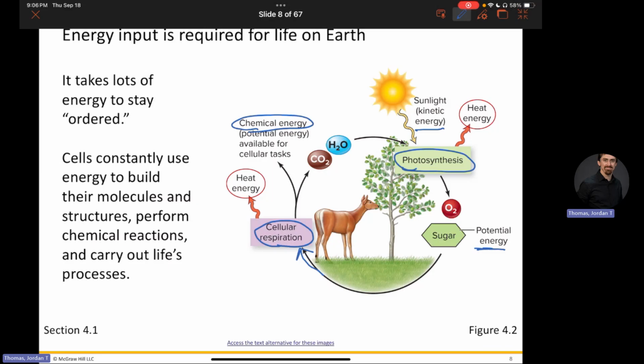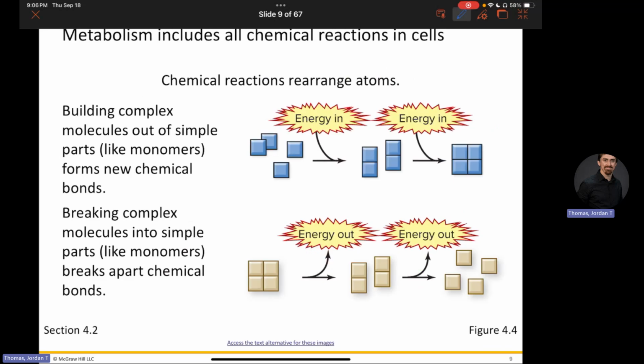And cells constantly use energy to build molecules and structures, perform chemical reactions, and just carry out life's processes. So cells will have to go through this process just in order to function. And photosynthesis only occurs in plants, though. Now, let's talk about metabolism. Metabolism includes all the chemical reactions within the cell. When we talk about humans, metabolism is the sum of all the chemical reactions within our body.